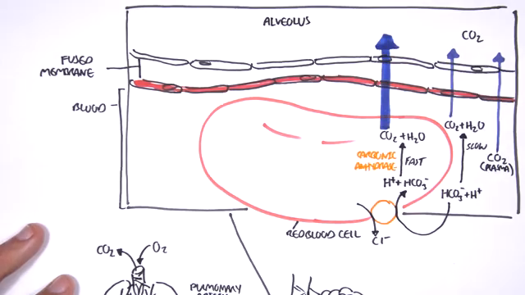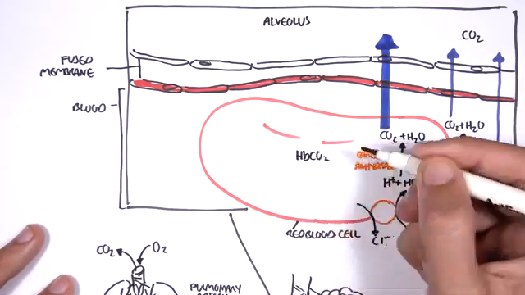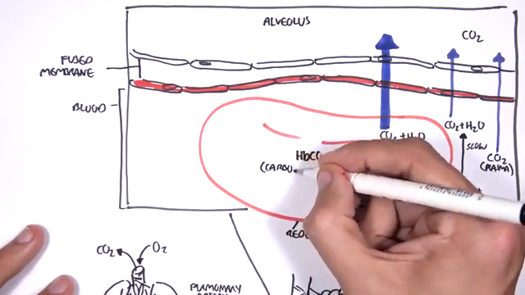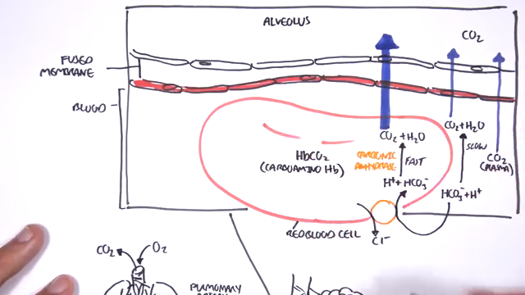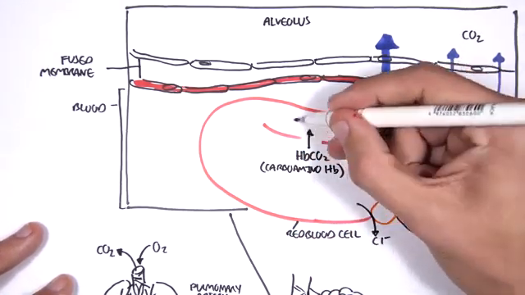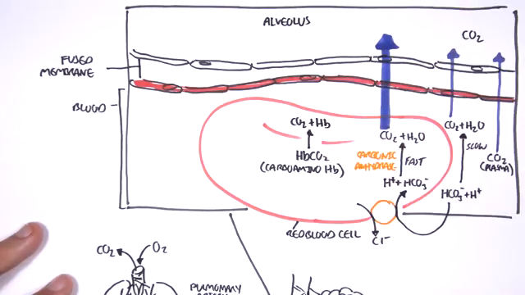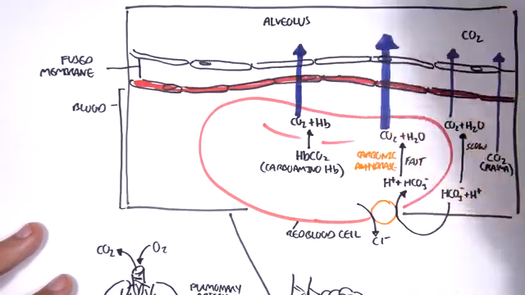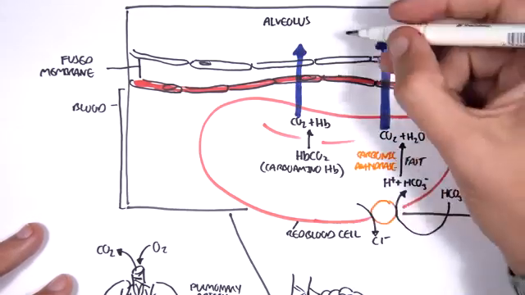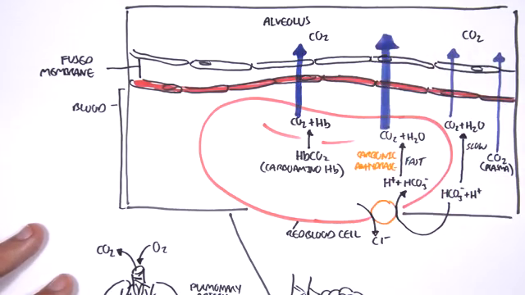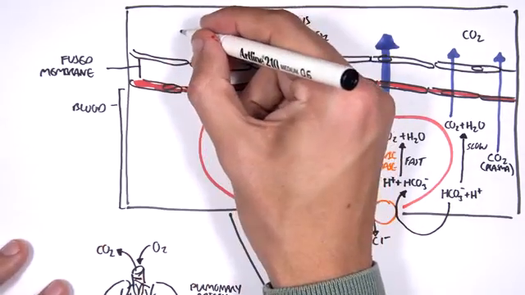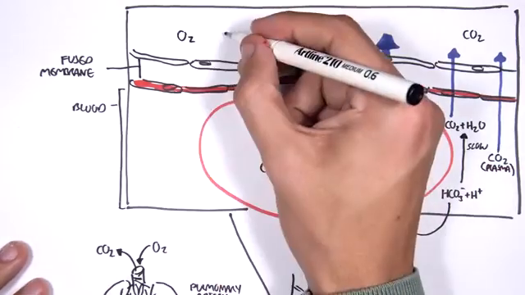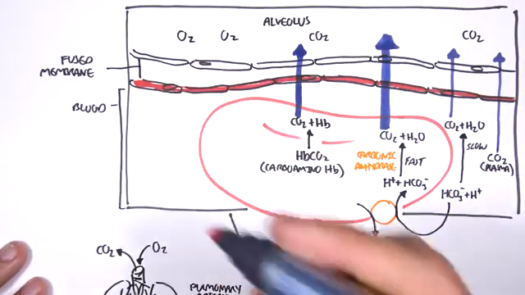Finally, you remember that some of the carbon dioxide is transported in the blood bound to hemoglobin as carbaminohemoglobin. And so this will dissociate, and then the carbon dioxide, after it's dissociated from hemoglobin, can then enter the alveolus. Okay, so now we have a lot of the carbon dioxide in the alveolus. Our lungs will exhale this carbon dioxide, and then we'll inhale oxygen.